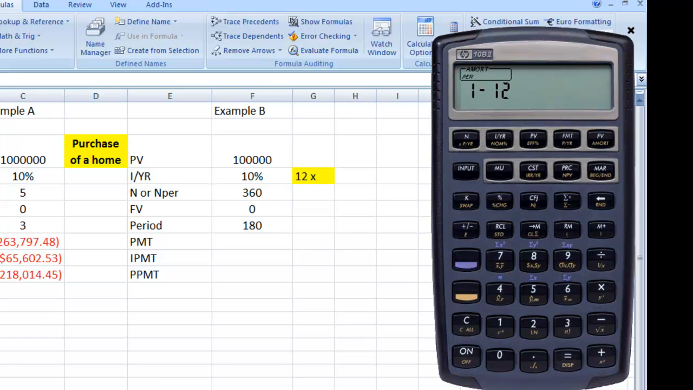And if you see, it's going to tell me the interest that I paid from the 1st to the 12th payment by hitting the equals key. So I paid $555.88 the first year in principal, $9,974.98 in interest, and the remaining balance after 12 payments is $99,444.12. Quite a bit of interest is paid up front on a mortgage.